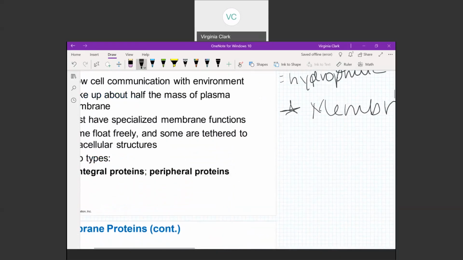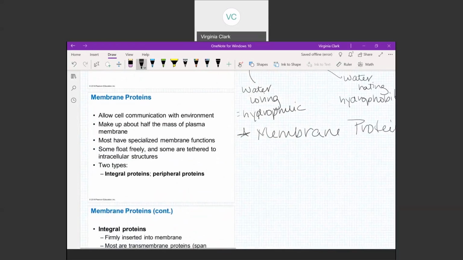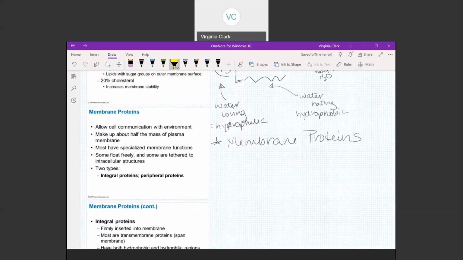So what are our kinds of proteins? The reason we have them, before we get into the different kinds, is that these will allow for communication with different cells and across the environment. They all are going to have specialized functions. They're very important. Some are going to float in the middle of the cell plasma membrane, and some are going to be attached to the actual structures inside the cell. So these are described by the two types: you've got integral, and you will have peripheral proteins. But remember, these are responsible for communication with the environment. That is why we have these. We have to somehow get communication inside and outside of the cell.